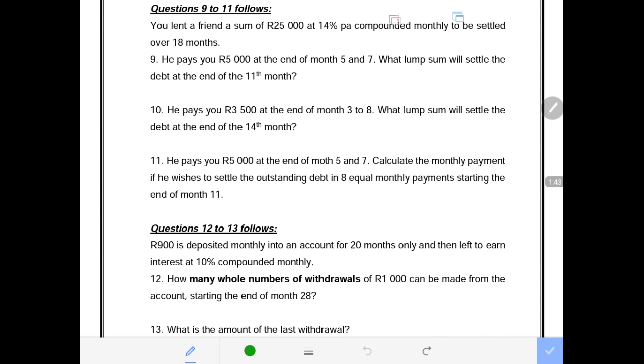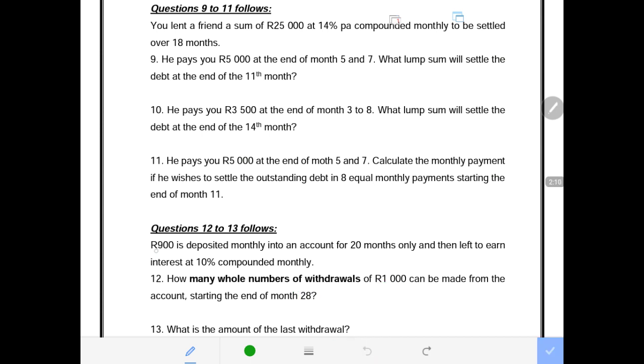Now, we are then required to calculate how many whole number of withdrawals of 1000 can be made from the account starting at the end of month 28. In other words, how much can this person withdraw from the account starting at the end of month 28, meaning how many 1000s can he withdraw?